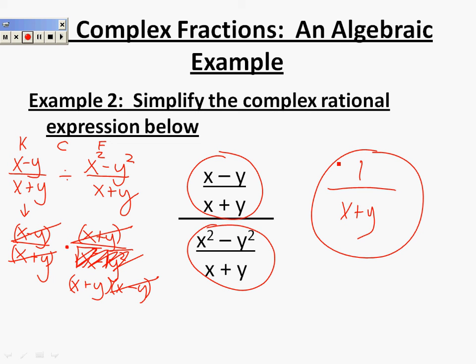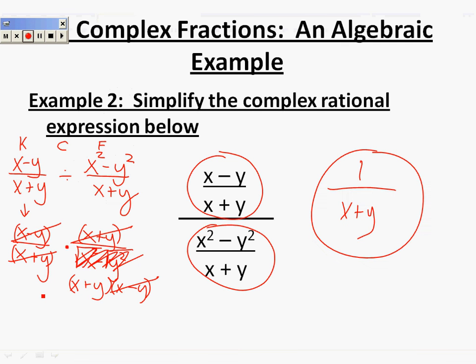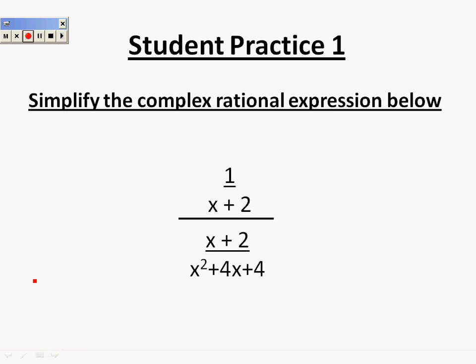So basically the steps are change it to a division problem, keep, change, flip, factor, cancel. Okay? Does anybody want me to write those steps down so that you can copy them? So the first step is to change it to a division problem, top divided by bottom, t divided by b, and then keep, change, flip, and then factor, and then cancel. So here's one for you. Okay guys, you should have gotten 1 for an answer.